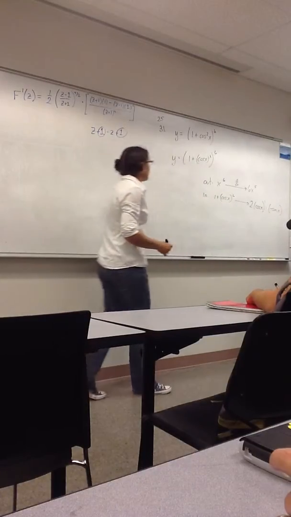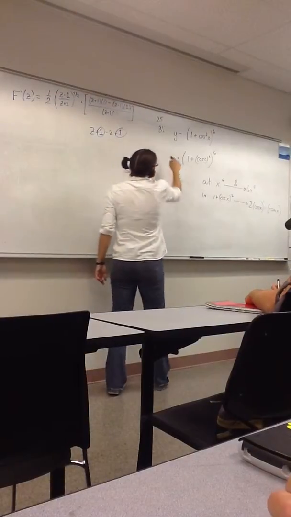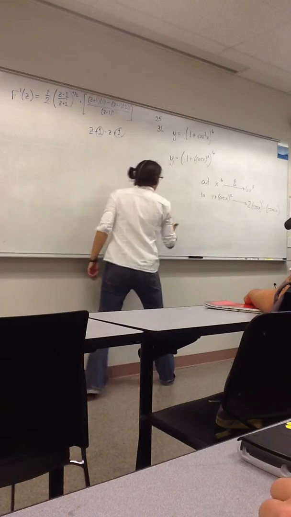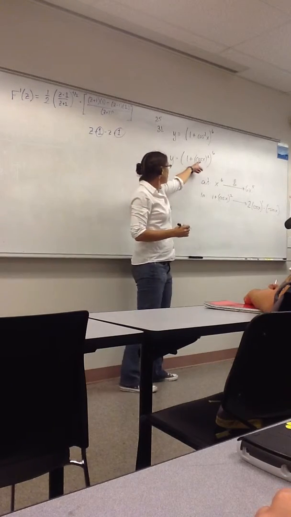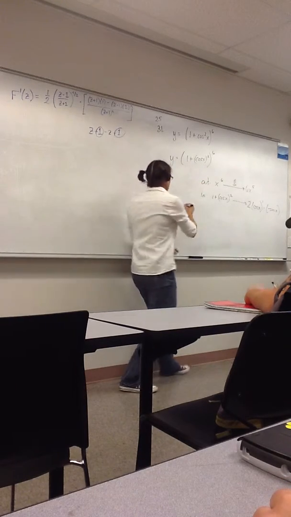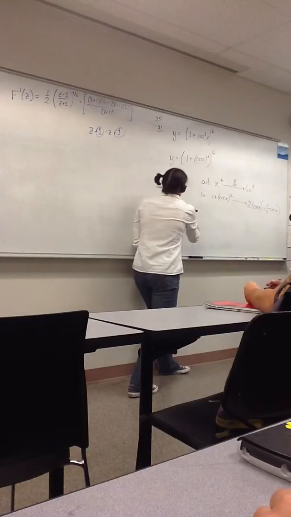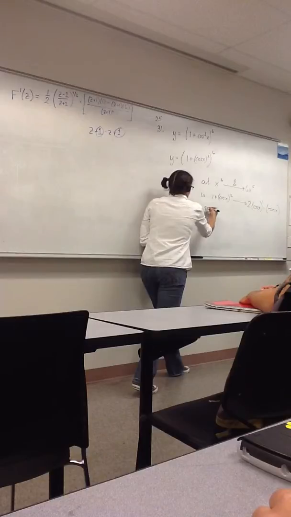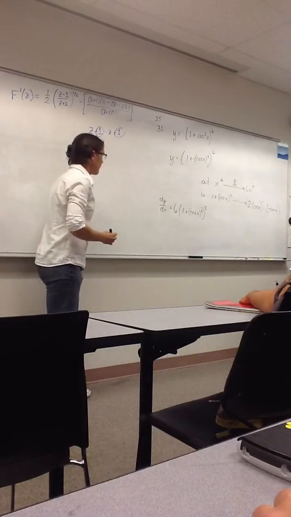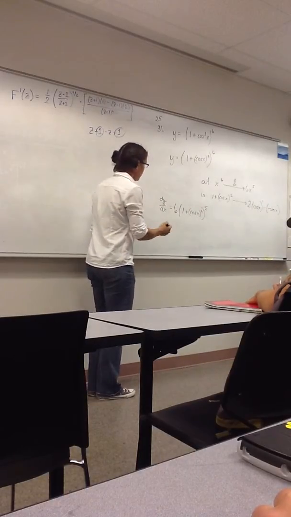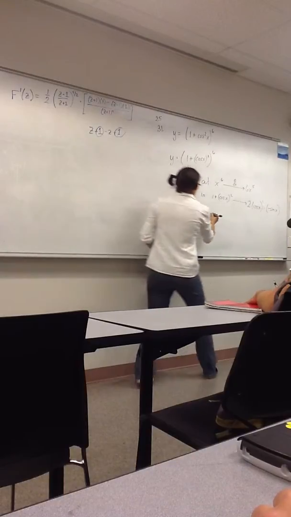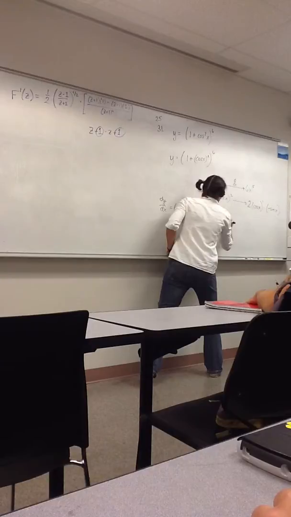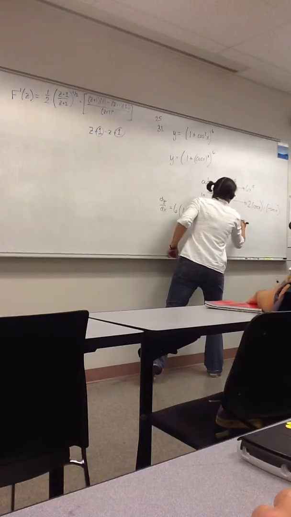Okay? So now we can go back here and write down our derivative, dy over dx. It looks like the derivative of the outside, keeping the inside the same, so we have 6 times 1 plus cosine of x squared, all raised to the 5th, times the derivative of the inside, which is 2 cosine x times negative sine x.